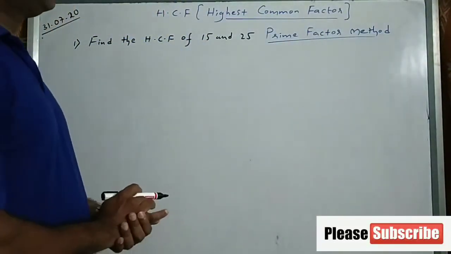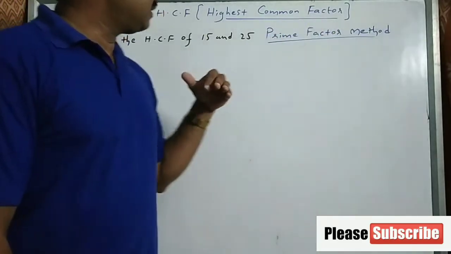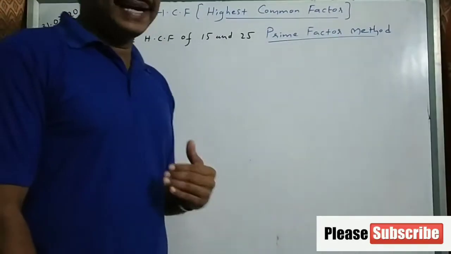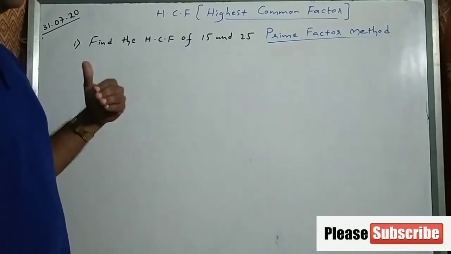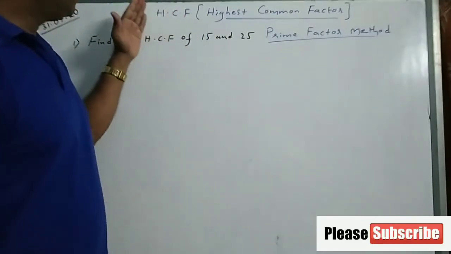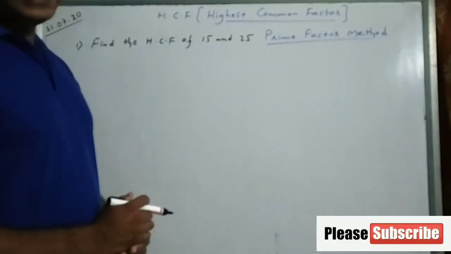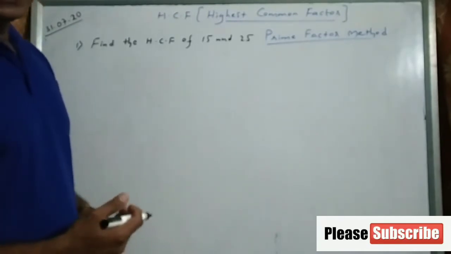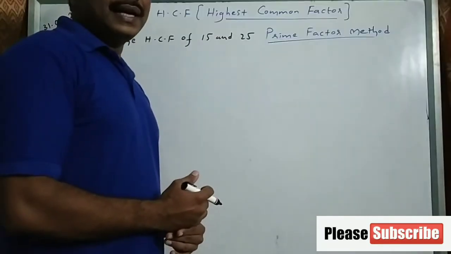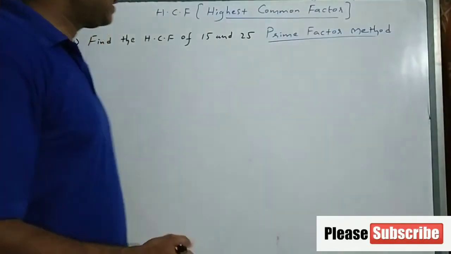Hi students, today let us see the method of prime factor to find the HCF. In the previous class we have seen one method that is called division method for finding highest common factor HCF or GCD, greatest common divisor. Both are same. Highest common factor or greatest common divisor, both are same. So I am going to find now HCF by using prime factor method.